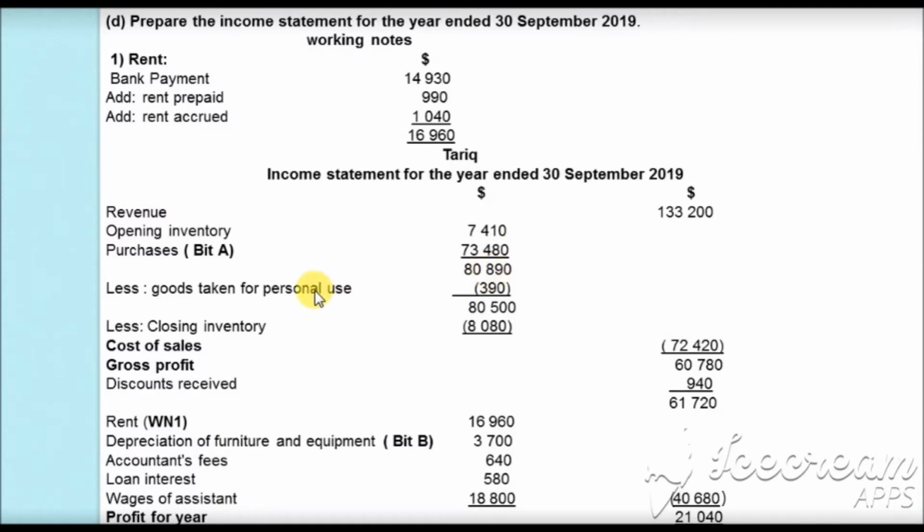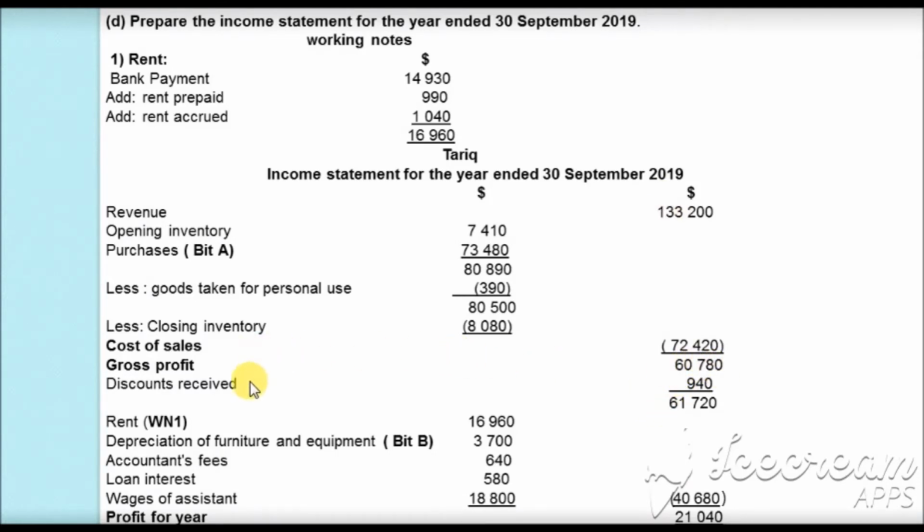From there we'll subtract the goods taken for personal use, as these are drawings and not a part of the cost of sales. Hence we subtract $390, and will get the value as $80,500. From there we subtract the closing inventory of $8,080, and will get the cost of sales as $72,420. So this cost of sales will be subtracted from the revenue. We get the gross profit as $60,780.